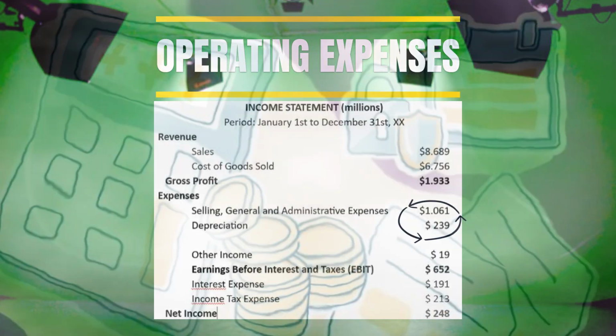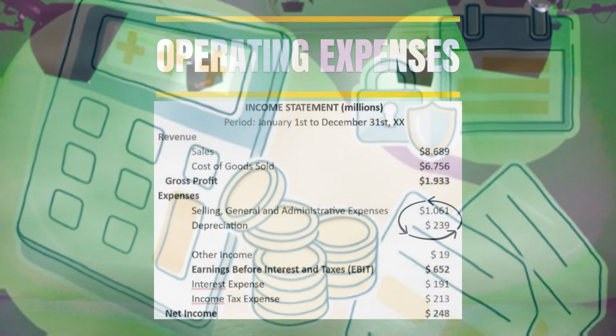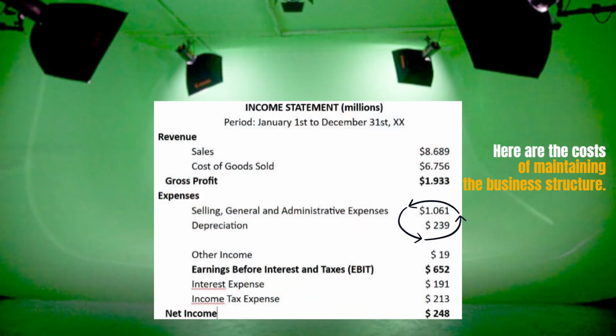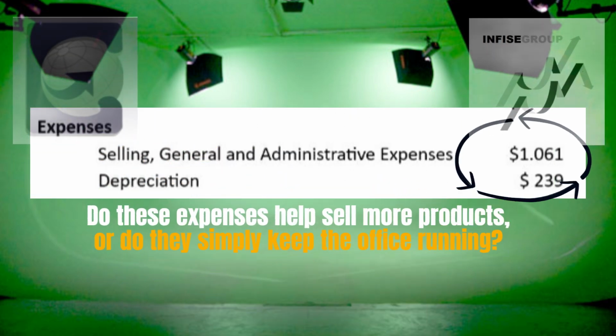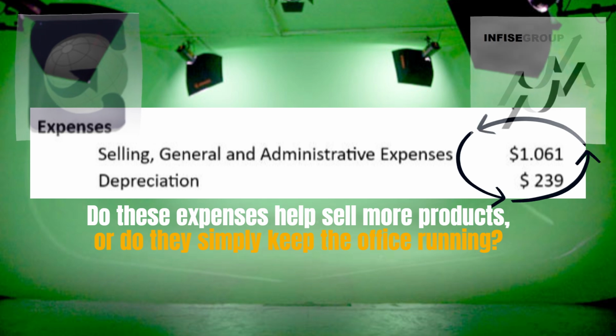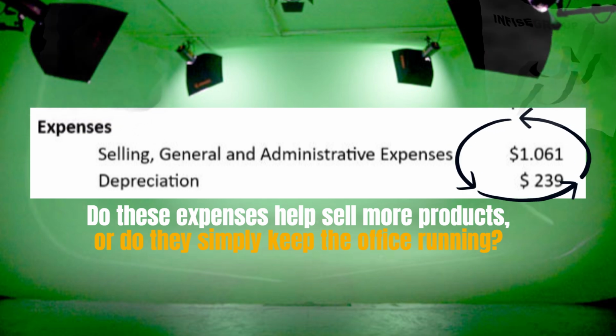Operating expenses. Now we move on to operating expenses. These are the costs of maintaining the business structure. The question every entrepreneur should ask themselves is, do these expenses help sell more, or do they simply keep the office running?